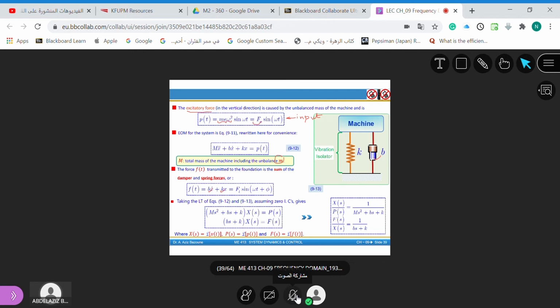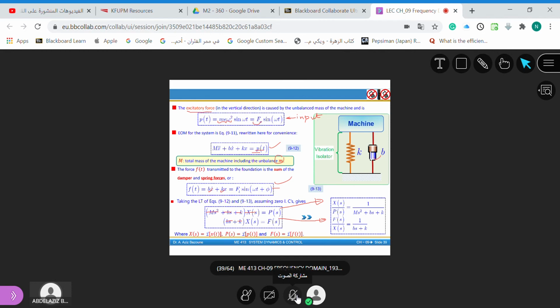Now, if we take the Laplace transform of this and this, the first one will give us (ms squared plus bs plus k) X of s is equal to P of s. The second one here will give us (bs plus k) X of s is equal to F of s. Now, if we would like to see what will be the ratio of the transmitted force over the input force, we have X of s over P of s. You solve for this one here, X of s over P of s will give you 1 over (ms squared plus bs plus k). And now, if you want F of s over X of s, it will be bs plus k.